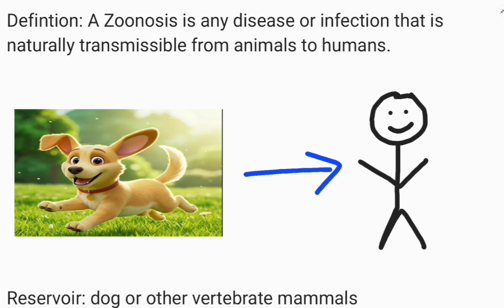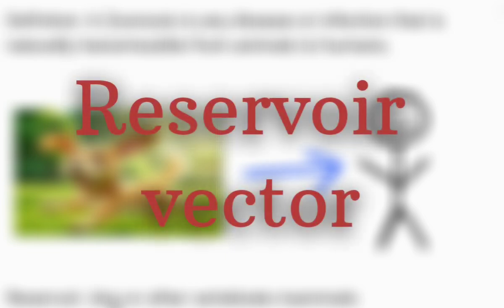Before we dive into specific diseases, I think it's very important that we clarify two key terms, which are reservoir and vector. A reservoir is the natural host where the pathogen lives and multiplies. For example, in rabies, we know that the virus multiplies in dogs or other vertebrate mammals. So in the case of rabies, the dog is the reservoir.